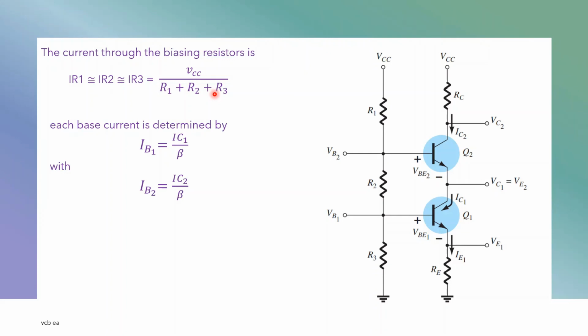As previously we determined the values of IC1 and IC2, we can also determine the base current by this equation. IB1 equals IC1 by beta and IB2 equals IC2 by beta.